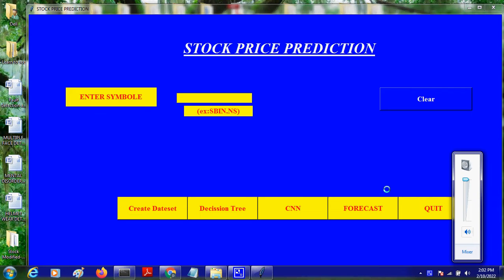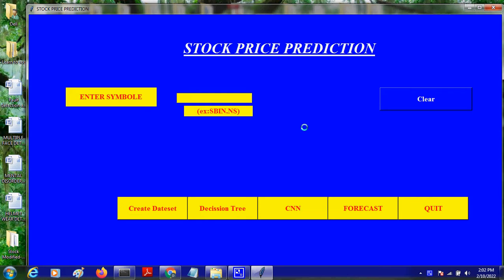Now we are seeing stock price prediction using machine learning and deep learning techniques. We can use any stock data from the NSE website. We are able to download real-time data, so I have to use the symbol as per this. I am downloading the dataset in real time.